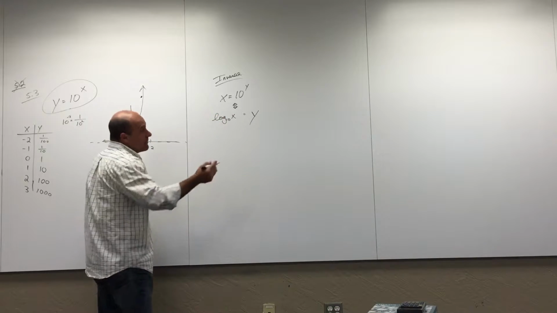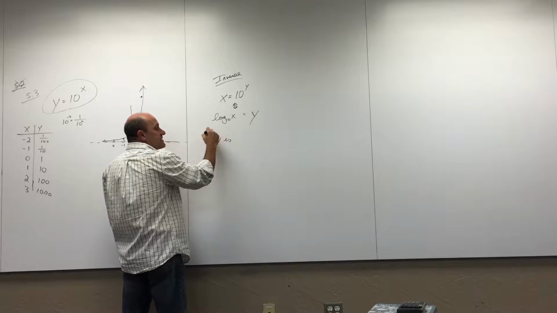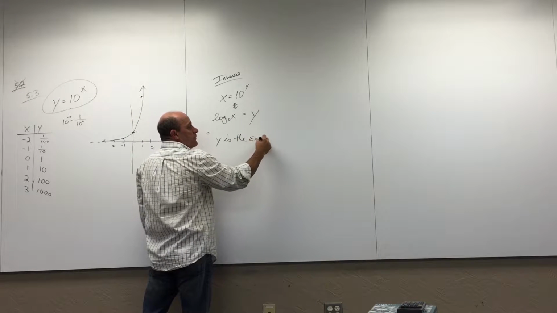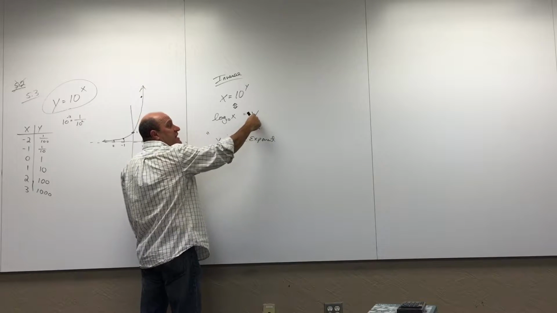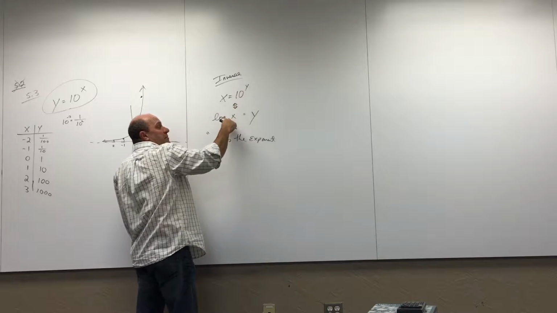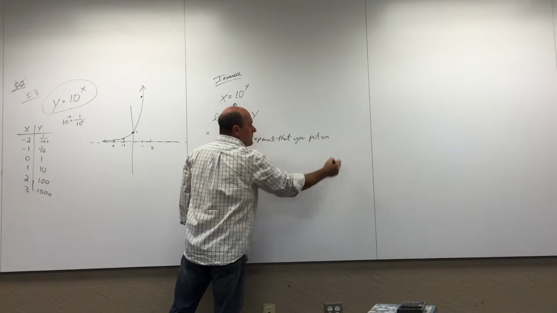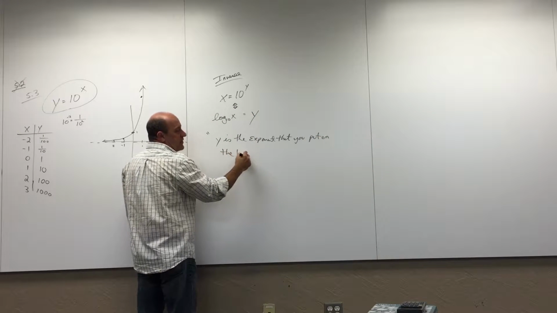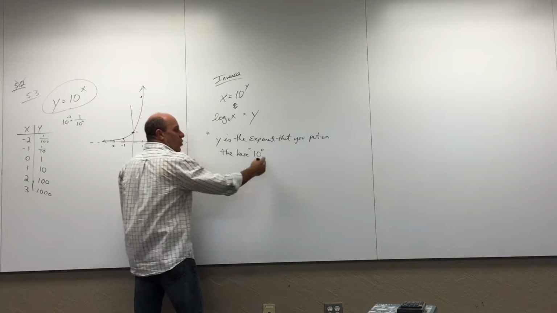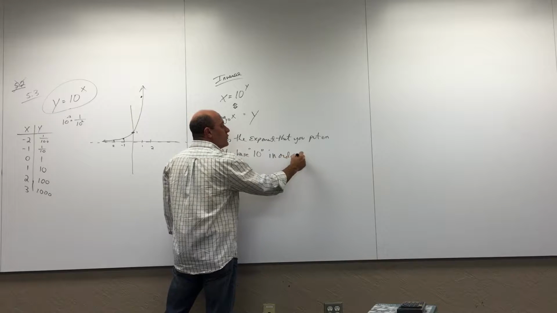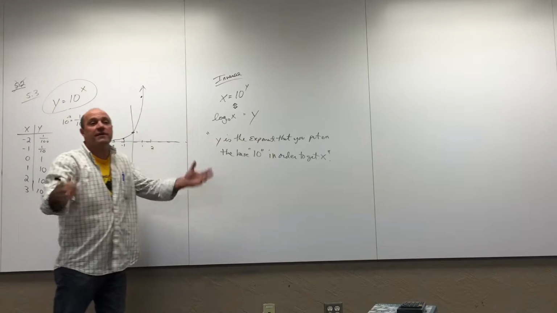And what does that mean? Well, if you read right above it, I'll tell you what it means. It means y is the exponent. That's the answer to a logarithm. Here's what it is. The answer to a logarithm is the exponent that you put on the base, which in this example is 10, in order to get x. That's a long sentence, but that's what a logarithm is.